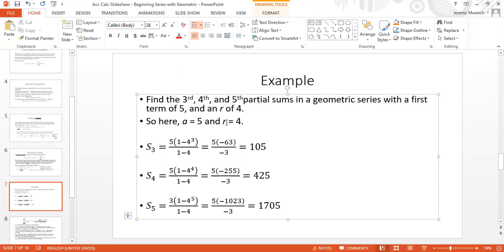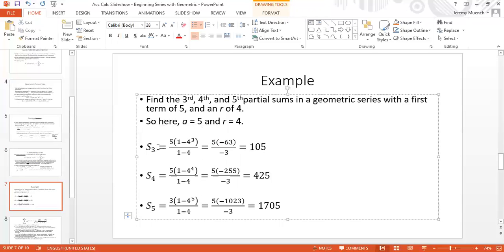5 plus 20 plus 80 does equal 105. My fourth term is 320. Add 320 to that, you get 425. Perfect. And then 320 times 4 is 1280. Add 1280 to 425, you get 1705. Perfect. So these do mesh, but nicely I could have done that without needing to do a bunch of arithmetic. And if this instead were something like find the 12th partial sum, this might be nicer, right?